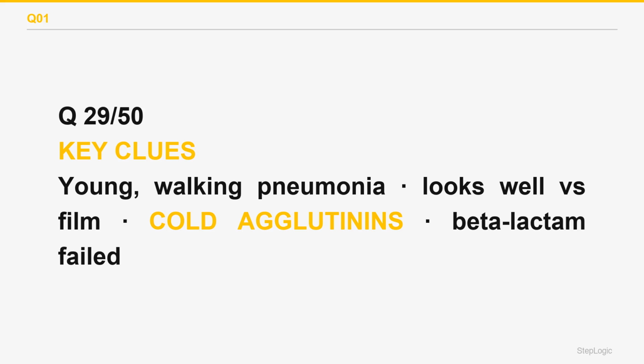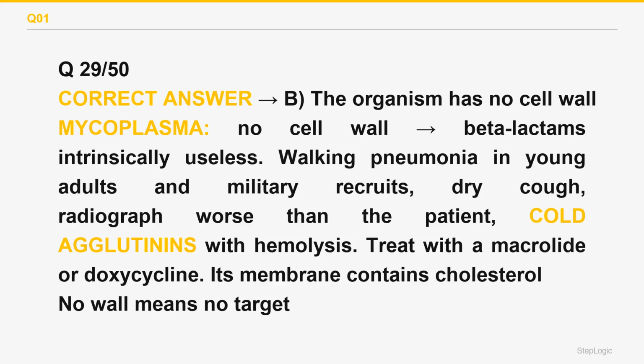This is why amoxicillin failed and why treatment must use a macrolide or a tetracycline, which act on the ribosome instead. Choices A and E both describe acquired resistance mechanisms, which imply a target that exists and has been modified. Here, the target was never present. The correct answer is B.